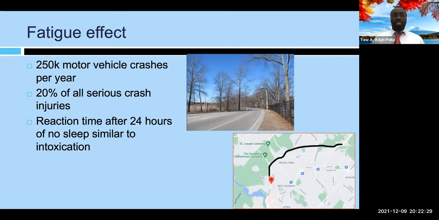Why is it so important? So fatigue is a cause of about 250,000 motor vehicle crashes per year. About 20% of all serious crash injuries are related to fatigue and lack of sleeping.